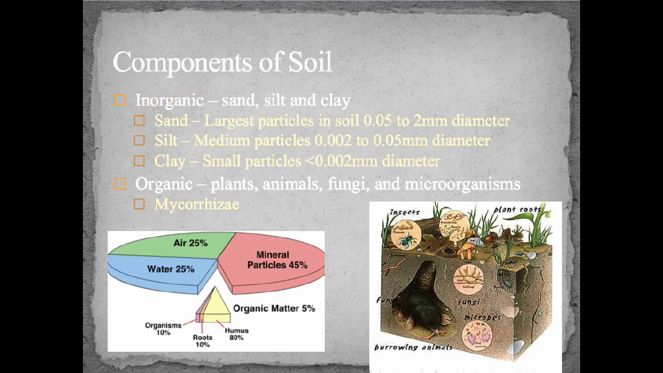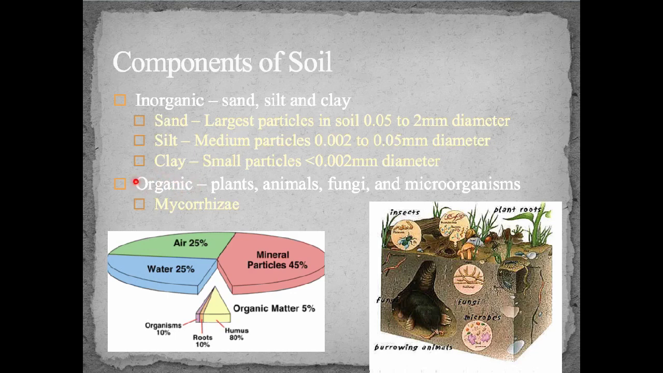Inorganic matter, like that mineral, is broken into 3 sections. We've got sand, silt, and clay. Sand is the largest particles, ranging from 0.05 to 2 millimeters in diameter. Then going down you have silt, and the texture and size of it can be related to cooking flour, and that ranges from 0.002 to 0.05 millimeters in diameter. And then the smallest particle is clay, with particle sizes smaller than 0.002 millimeters in diameter.